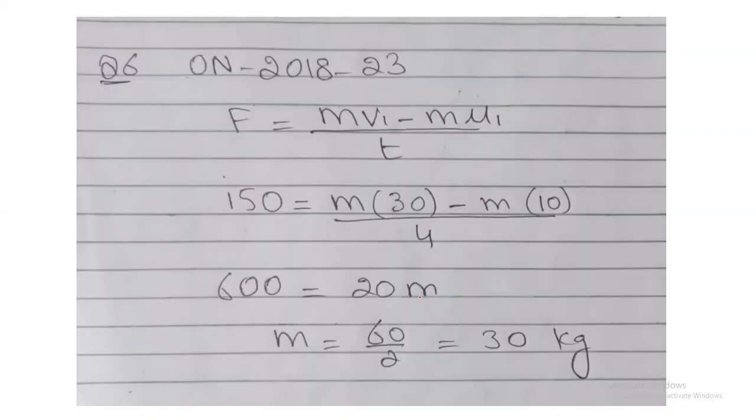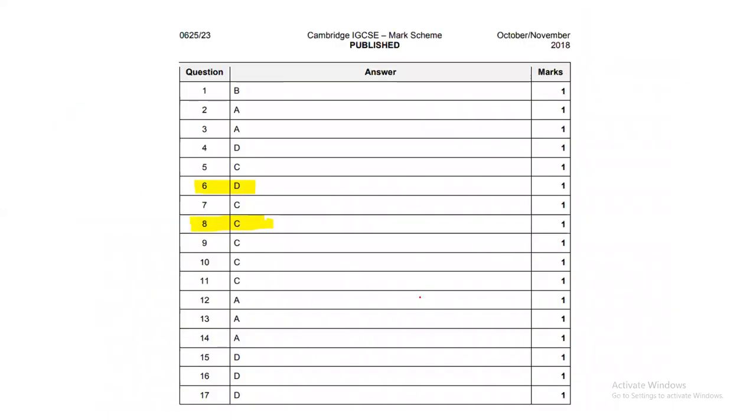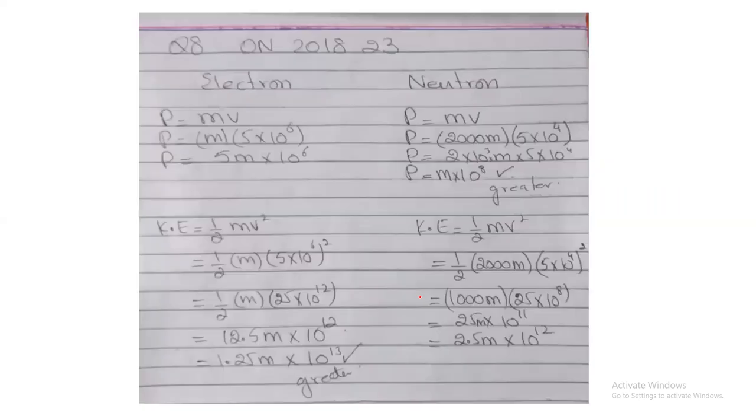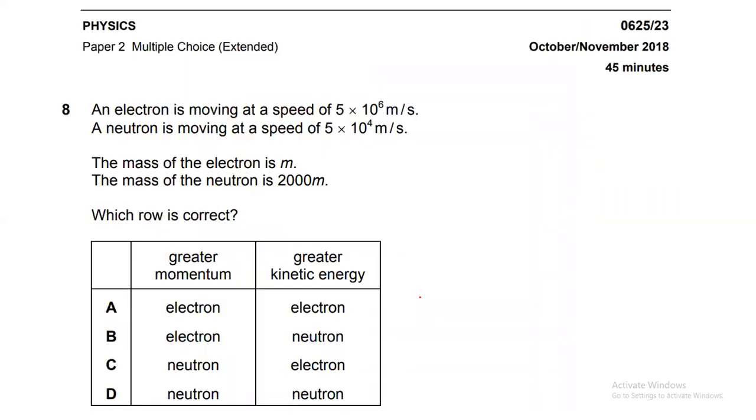Question number 6. D is the right option, sir. Now, October, November 2018, 2-3 paper.